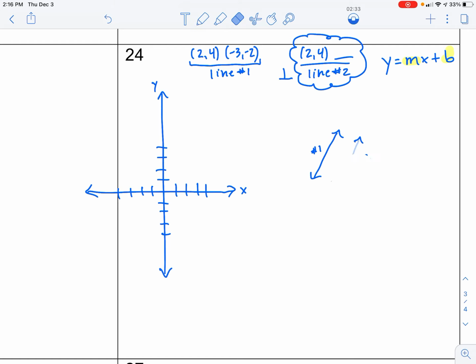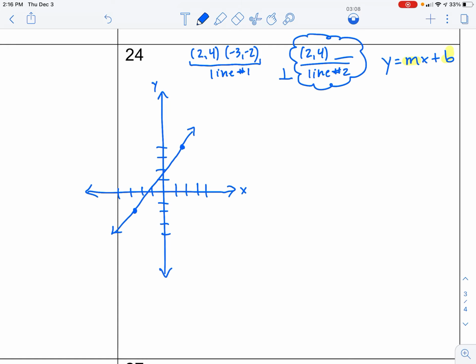But when you're looking at perpendicular lines, they don't have the same slope. As a matter of fact, it's completely the opposite. And what we call that then is its negative reciprocal. So if I can figure out the slope of line 1, then I can turn it over and make it negative, and I'll know the slope of our perpendicular line. So let's get the first line on our coordinate plane. We're going to plot (2, 4) and (-3, -2). And I'm going to try to connect those as straight as I can.